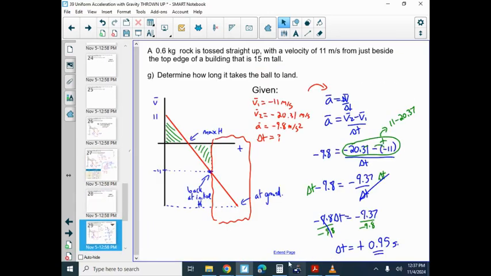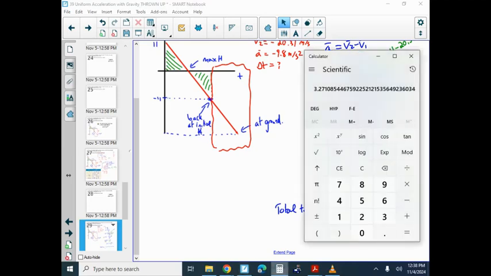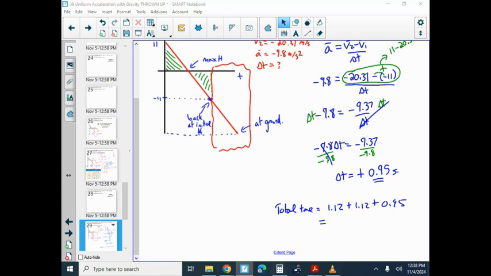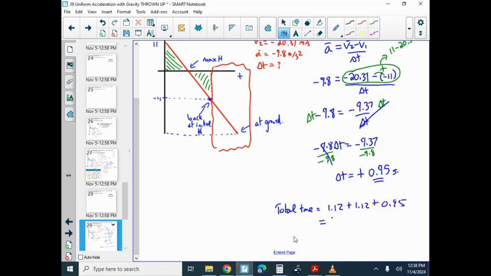So if we have 0.95, you'd have the total time to land, which would be the 1.12 to go up, plus the 1.12 to come back to the building, and then plus the 0.95, for a grand total. Just add it all up. And I may as well, because I'm going to compare to what you get if you just do it from the very beginning. 1.12 plus 1.12 plus the 0.95. And so we get 3.19 seconds.